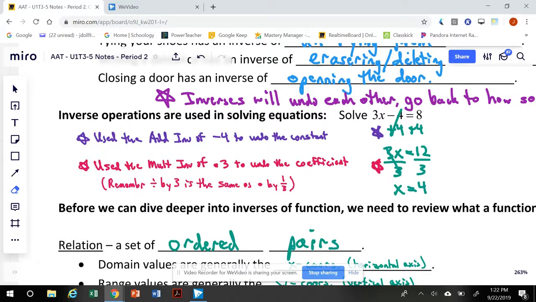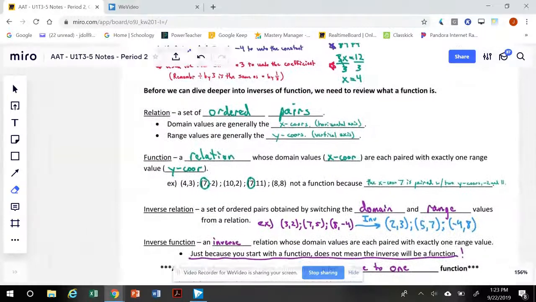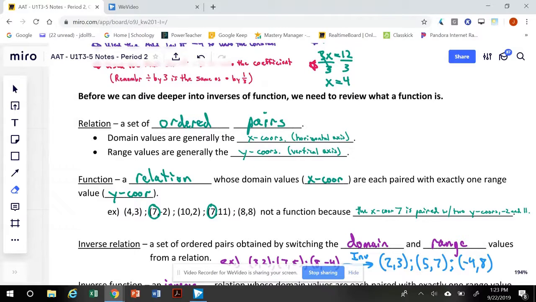So let's now apply this concept of inverses to our relations and our functions. Before we get into that, let's make sure we remember what a relation and a function are. This was algebra. You covered this. It is on the wall in the back of the room, so if you need to take a look, just glance back at the wall. The relation is a set of ordered pairs. Domain values generally are called the x-coordinates from our horizontal axis. Range values are the y-coordinates from the vertical axis.